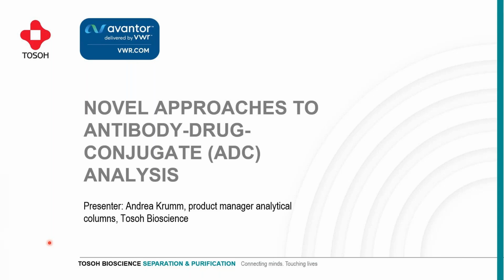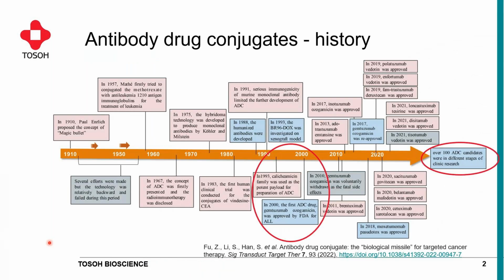Still, I would like to start at the very beginning of antibody-drug conjugates, because quite interestingly, it's not something that just popped up recently, but first ideas around the magic bullet were already out there in the very early 20th century from Paul Ehrlich. However, it took some time until the first antibody-drug conjugate was actually produced. And fair enough, the first ones actually were not successful in the clinics.